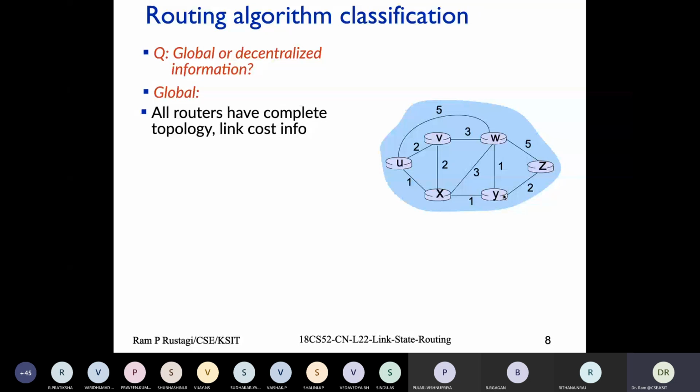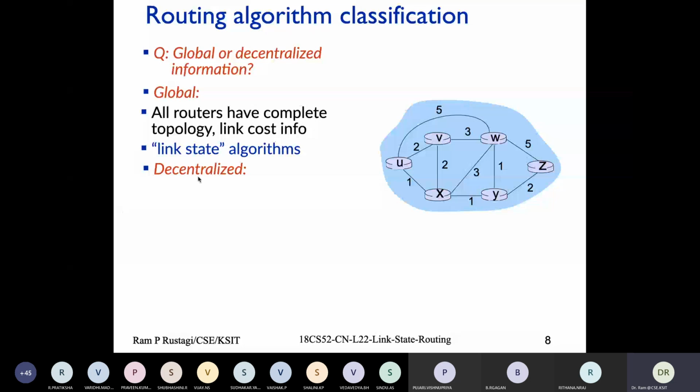And we look at how they communicate this information to everybody. Link state means the status of each link. How many links do I have here? 2 plus 2, 4, plus 5 and 3, 7, about 9 or 10 links I have got. So each router knows the status of all the 10 links, and then it becomes the link state routing protocol.